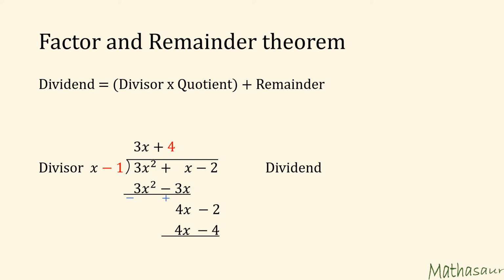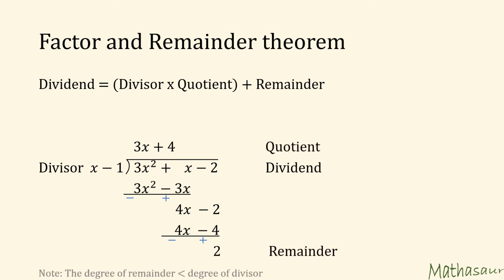Now let us subtract 4x minus 4 from 4x minus 2. Since we are subtracting, we would change the signs. So changing the signs, we would get the remainder 2. And we get the quotient as 3x plus 4. So we could write 3x square plus x minus 2 equals x minus 1 times 3x plus 4 plus the remainder 2. Now note that the divisor is x minus 1 and the remainder is 2.